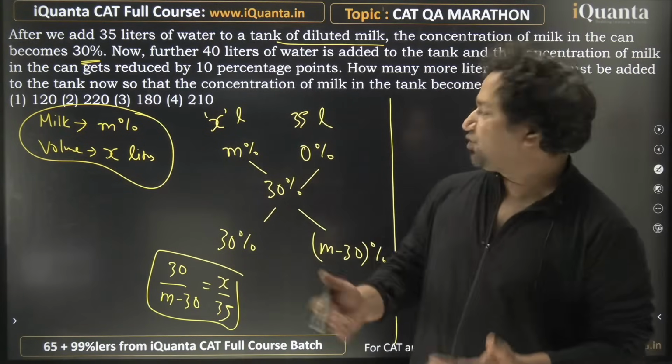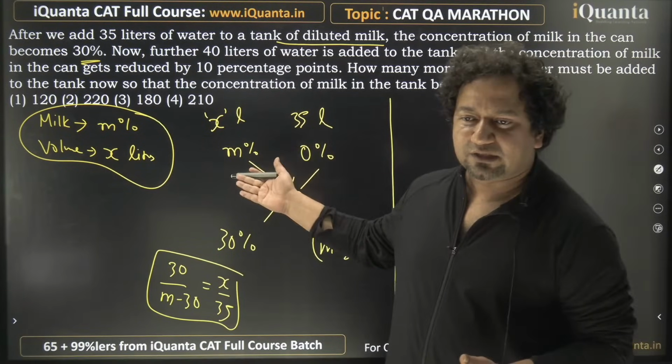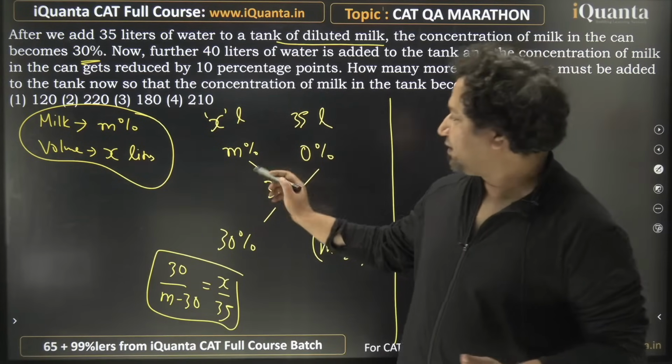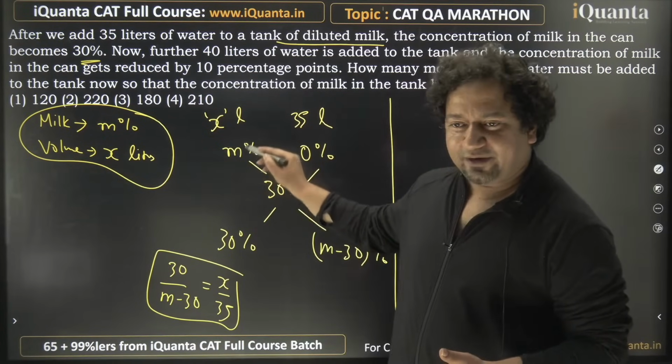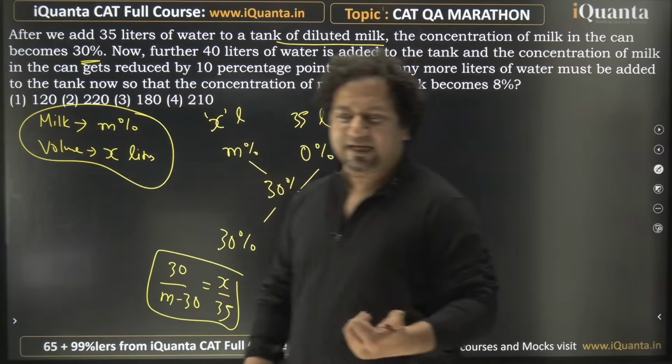Diluted बोला है तभी तो मैंने m% लिया, वरना सोना ले लेता. राहुल, अगर ये diluted ना होता 100 ले लेता, मैंने m क्यों लिया? Because it is diluted. M is less than 100.